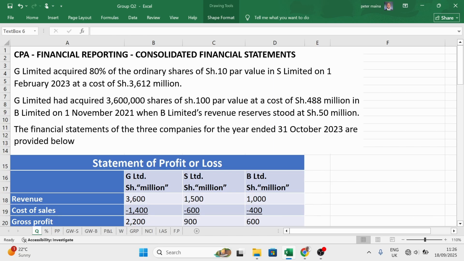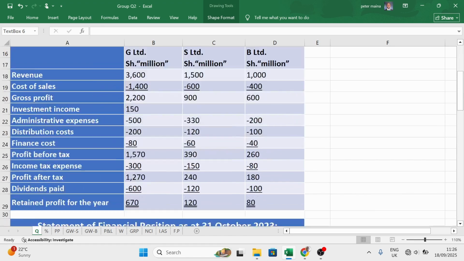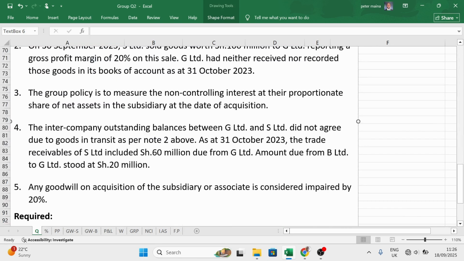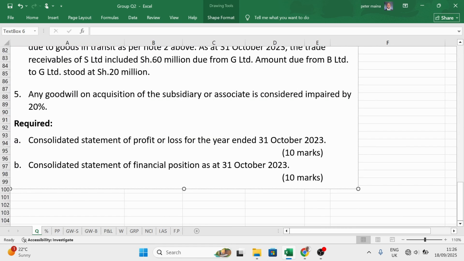So in the first one, G Limited acquired 80% of the ordinary shares of 10 shillings par value in S Limited on 1st February 2023. That is the date when S Limited was acquired by G Limited. Then if you go down to the statements that we are preparing, statements for the year ended 31st October 2023.